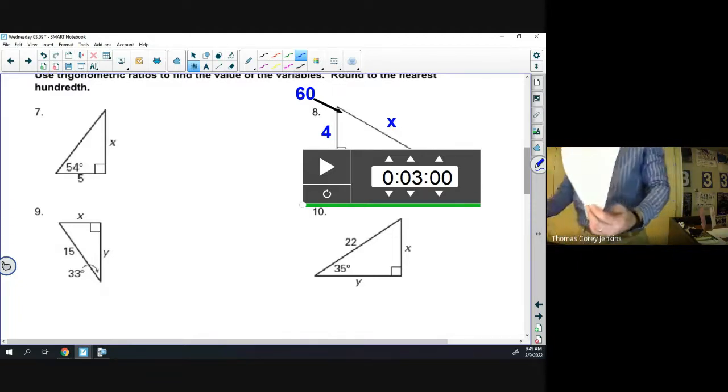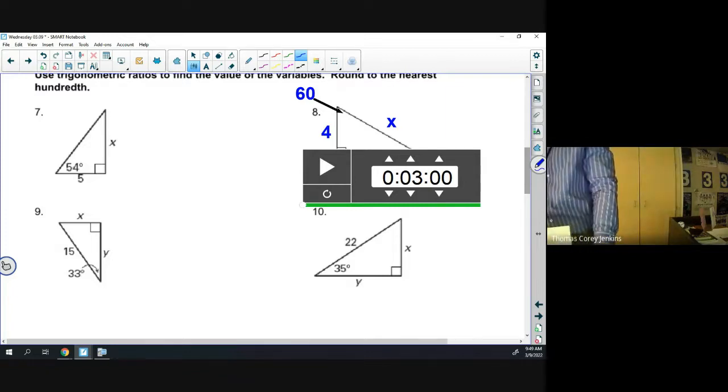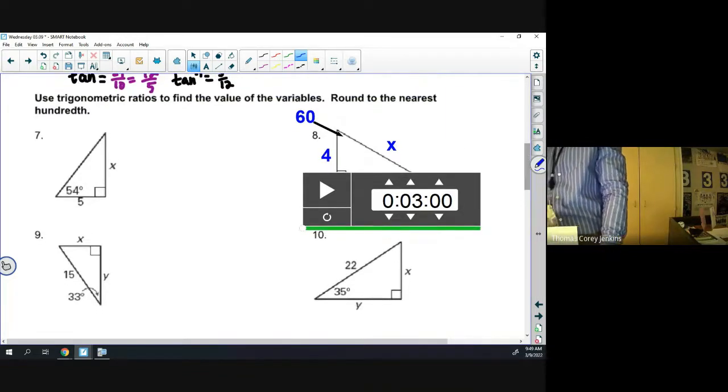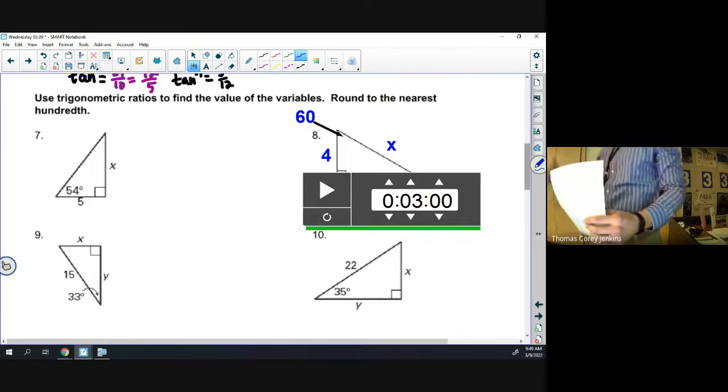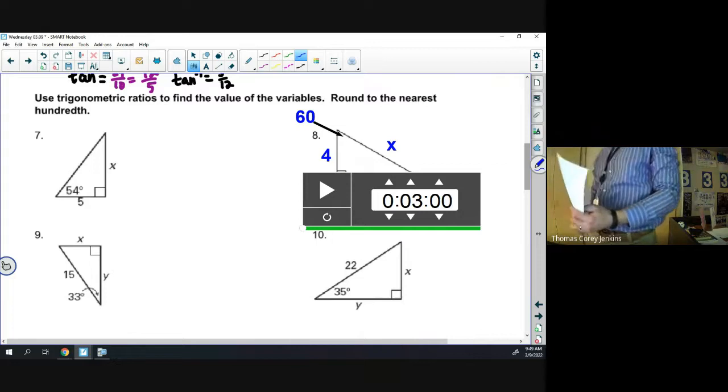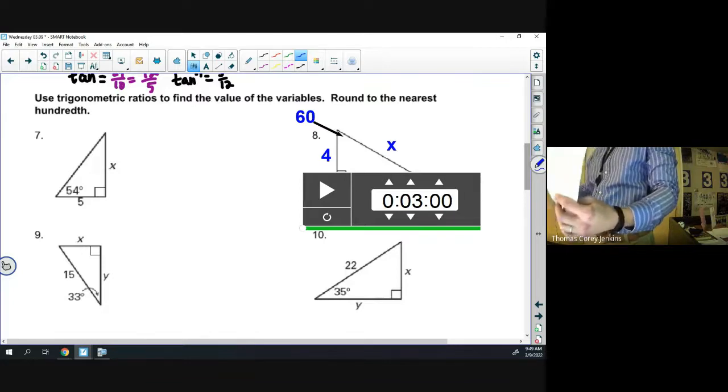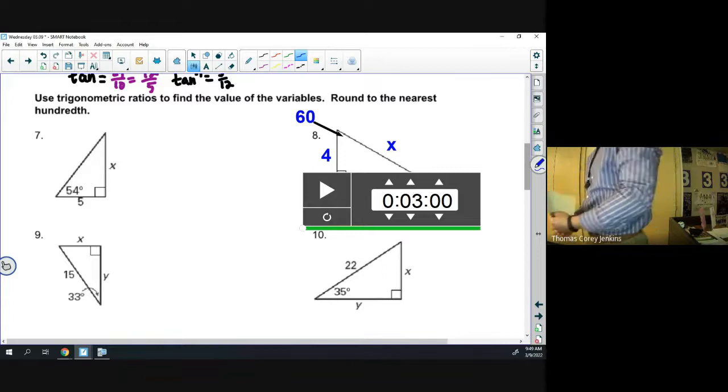So it says, use trig ratios to find the value of the variables to the nearest hundredth. This is similar to the problems we looked at yesterday, except the given angle is 54. It's not 60, it's not 30, it's not 45. So we can't use any of those proportions we used yesterday, right? If you get one like this, that's not a special right triangle, then you have to use your calculator, okay?